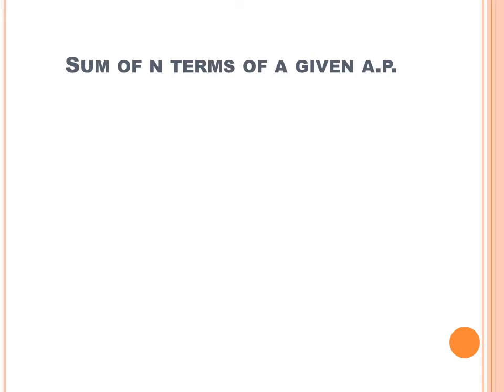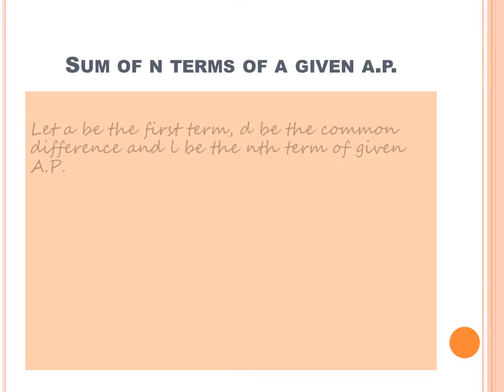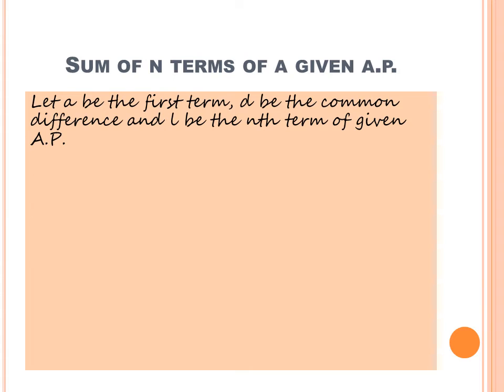Now comes the sum of n terms of a given AP. When you are going to find the sum of n terms, that means it's a finite sequence, and you are going to find the sum of your arithmetic progression. Let a be the first term, d be the common difference, and l be the nth term of a given AP.